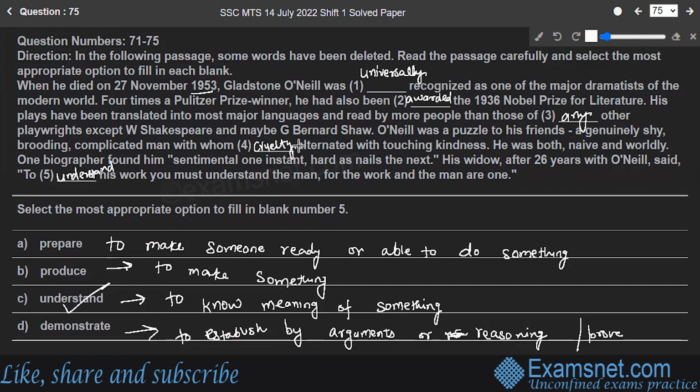cruelty alternated with touching kindness. He was both naive and worldly. One biographer found him sentimental one instant, hard as nails the next. His widow, after 26 years with O'Neill, said, "To understand his work, you must understand the man, for the work and the man are one."